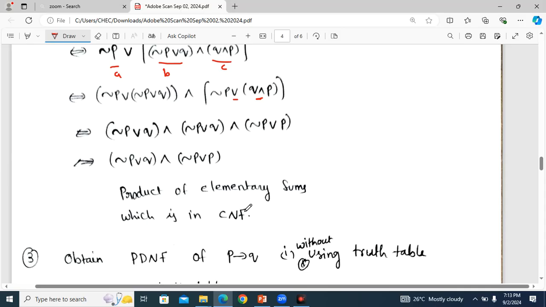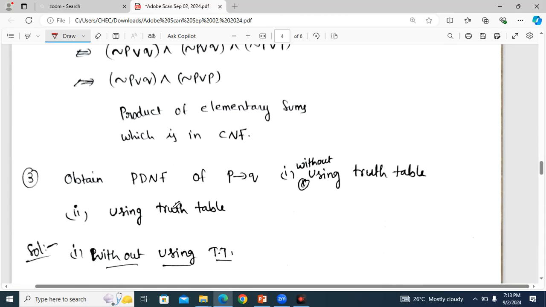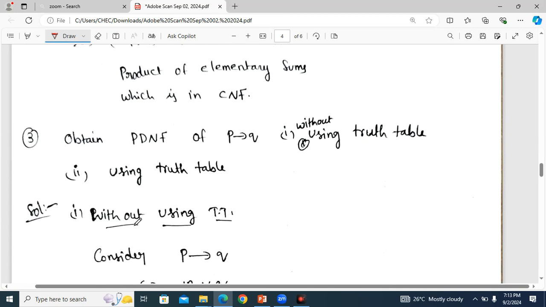So this is about DNF and CNF. Okay. Now another problem is PDNF without using truth table and using truth table. How can we find that a given compound statement can be expressed in PDNF, without using truth table and using truth table?